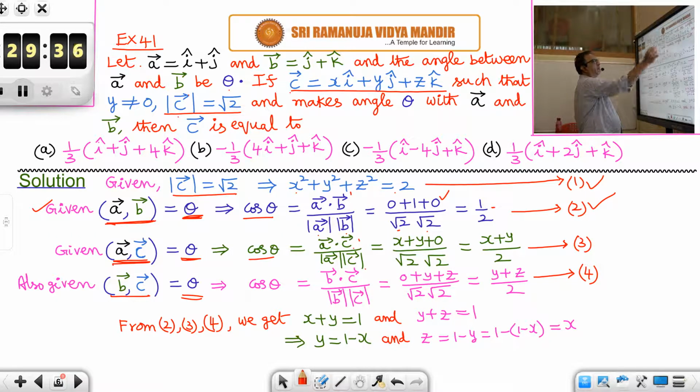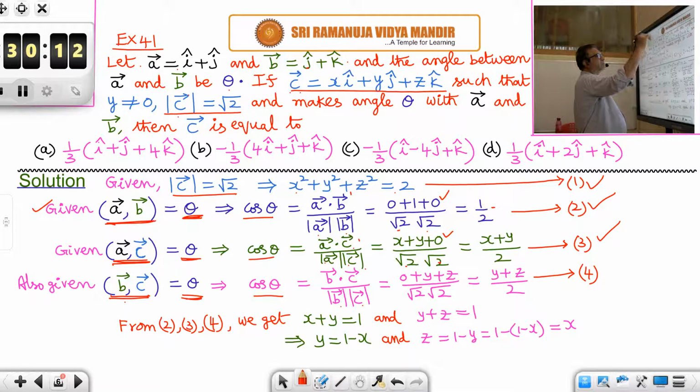But what is a bar dot c bar? Here a bar is i plus j and c bar is xi plus yj plus zk. Therefore you will get dot product x plus y plus 0 divided by, remember that mod a, mod b, mod c all are root 2 only. Root 2 into root 2. So x plus y by 2, that is the third equation. Next, between c bar and b bar the angle is same angle theta. Therefore cos theta is equal to b bar dot c bar by mod b mod c. Now what is b bar dot c bar? See the question. b bar is j plus k. c bar is xi plus yj plus zk.